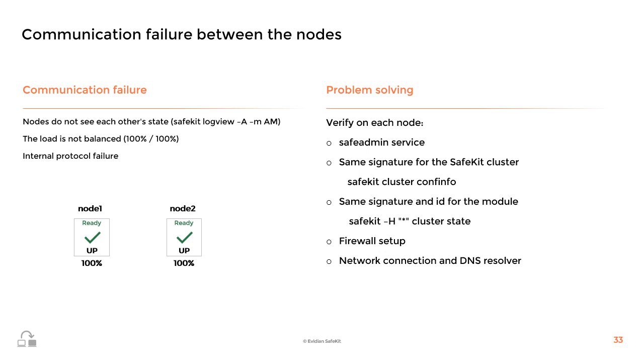Confirm that the SafeAdmin service is running properly. Ensure that the SafeKit cluster has the same signature on both nodes by using the SafeKit cluster confinfo command. Confirm that the module has the same signature and ID by using the SafeKit cluster state command with the -h* option. Check the firewall setup to ensure there are no blocking rules. Finally, verify the network connection and DNS resolver to ensure they are functioning correctly.